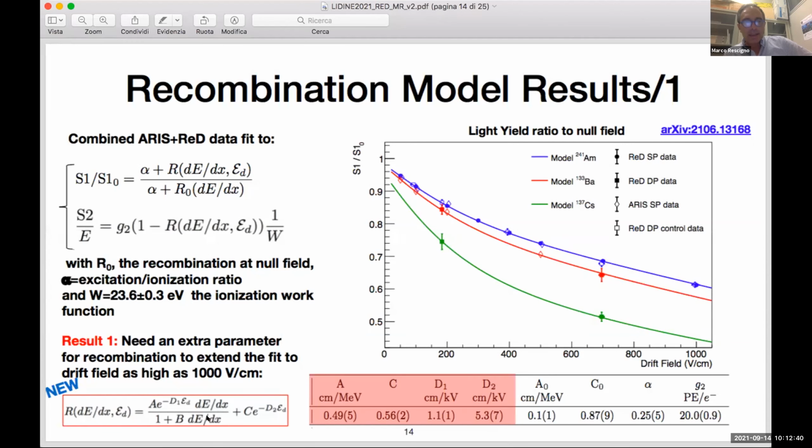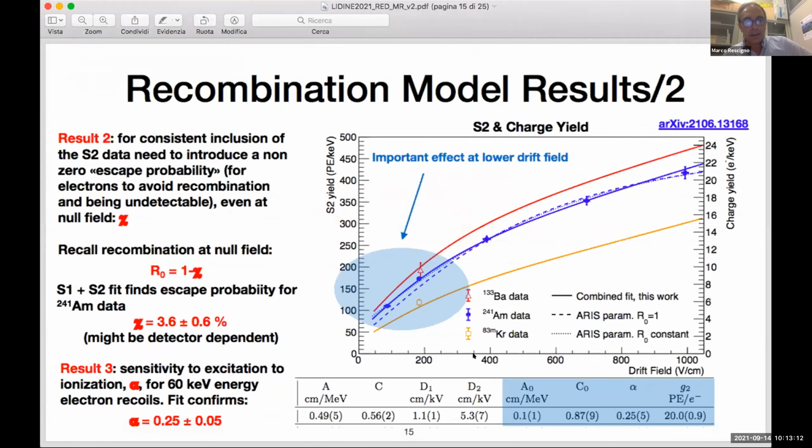So the first result is that, not surprisingly, to match the higher field range, we have to modify this parameterization a little bit, including further dependence on the field. And we have here the parameters for this combined ARIS plus our data set. And, okay, this is of course nice to fit these two different experiments.